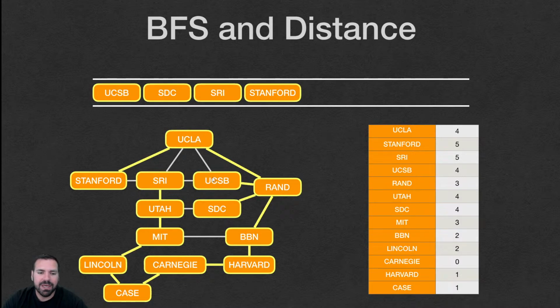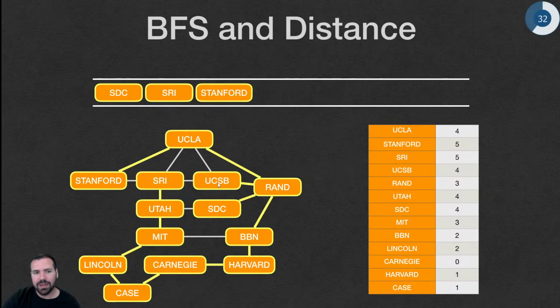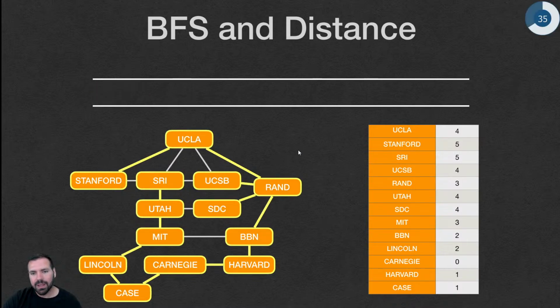So UCSB is going to check all of its neighbors, see that they're all explored, and effectively do nothing. SDC is going to check all of its neighbors, see that they're all explored, and effectively do nothing. SRI, same thing. All of its neighbors are explored, so do nothing. Stanford, all of its neighbors are explored, so do nothing. And now the entire connected component of the starting node has been explored. And we have all of the distances from the starting node, Carnegie, to any other node in the graph.